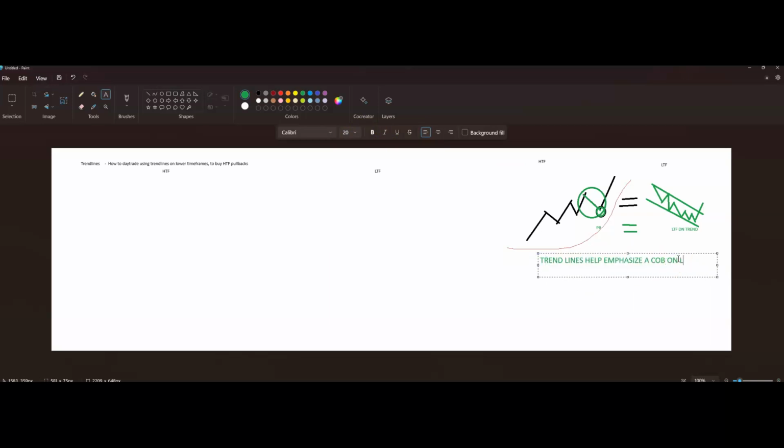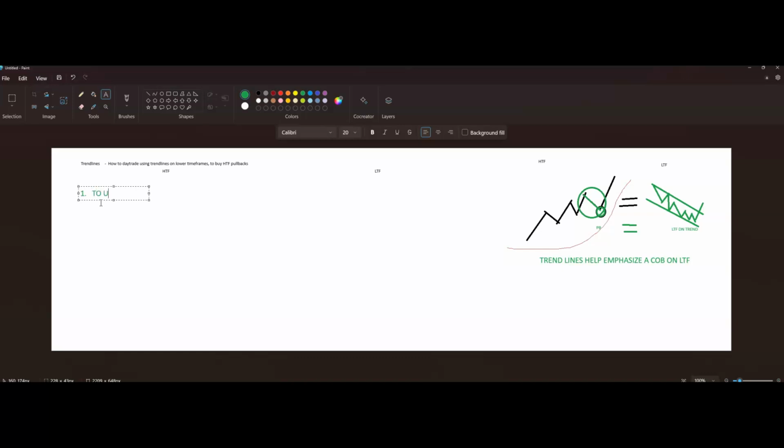On lower time frames. So very practically, let's say right now you're trading a 4-hour or a daily or whatever chart. You want to buy the pullback. Go to your lower time frame and draw the trend line. Now there's a couple of things to this. These are the mistakes that are made.